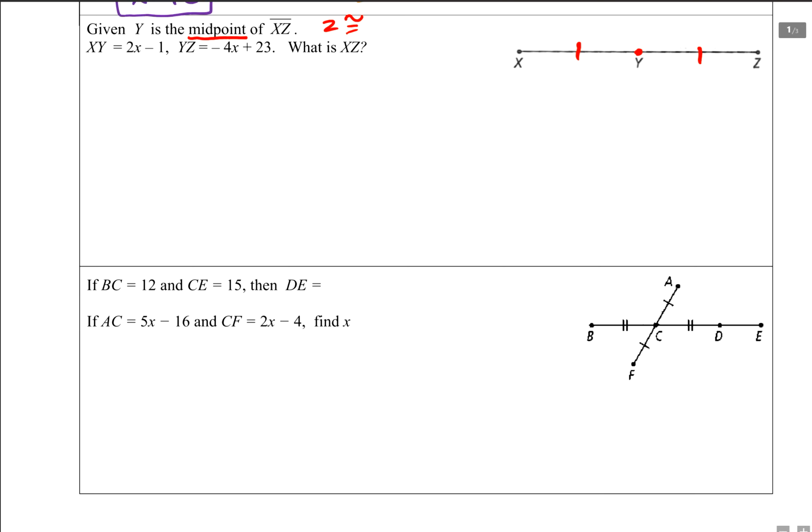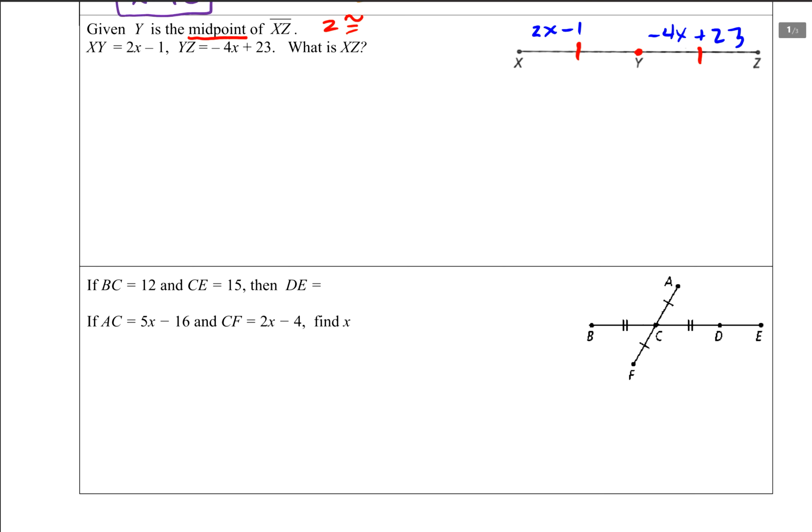All right. Y is the midpoint of segment XZ. Took care of that. Now I start labeling. XY is 2x minus 1, YZ is 4x minus 23. And I want to find the length of XZ. So that would be the whole thing.